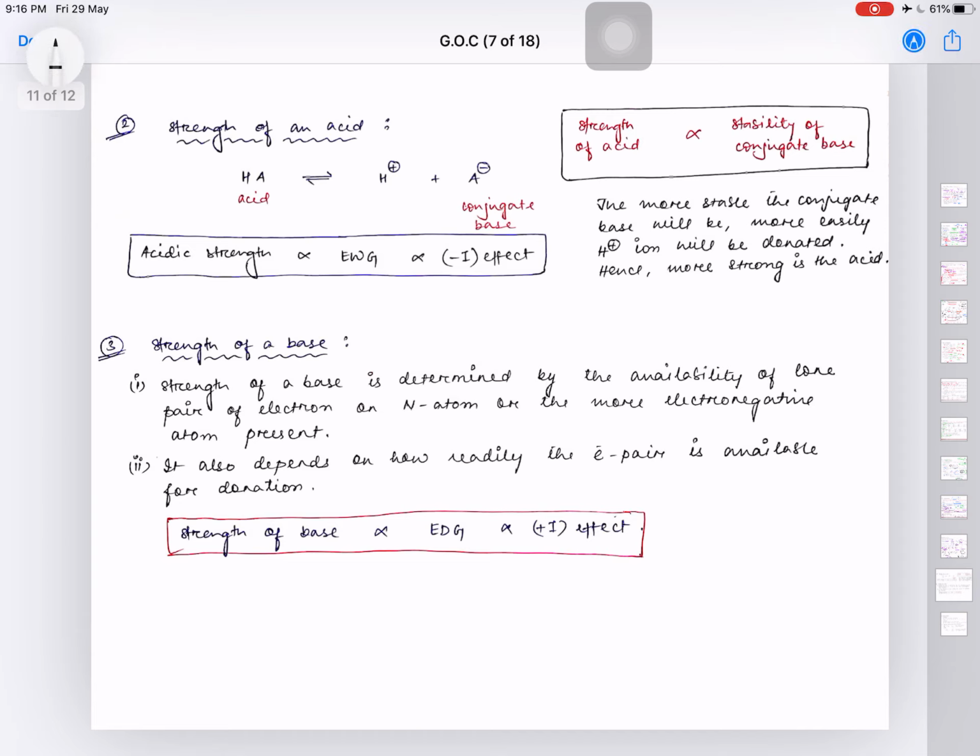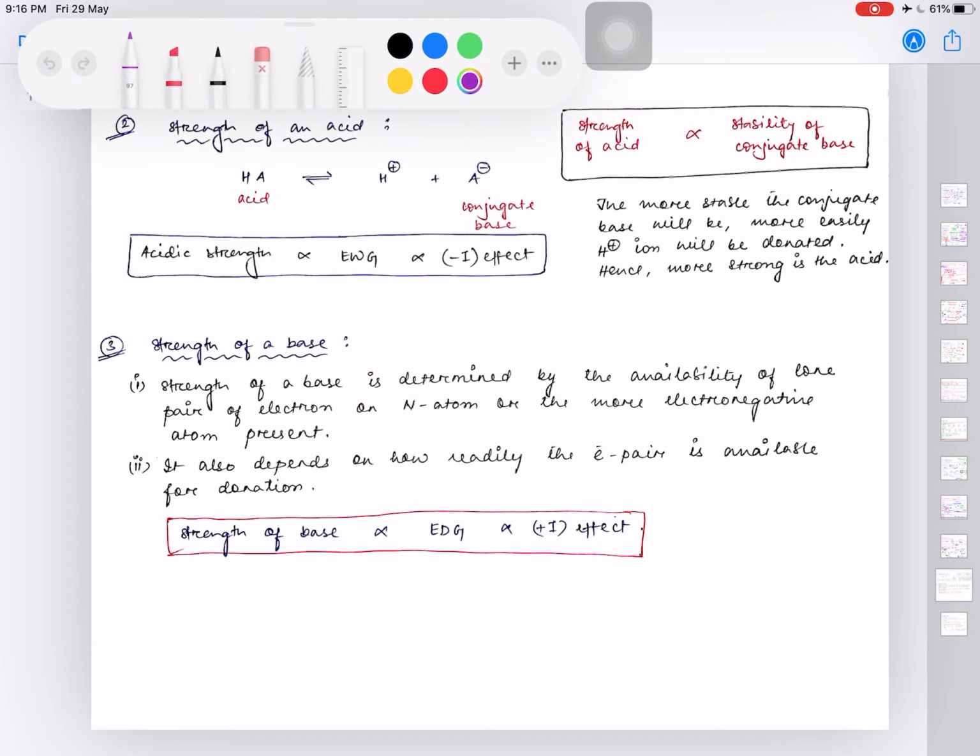Next application is strength of an acid. Using these carbocations and anions, these different types of effects, we can easily find out the acidity. I told you that if you can find out stability, then acidity you can easily find out, because stability and acidity are directly proportional.